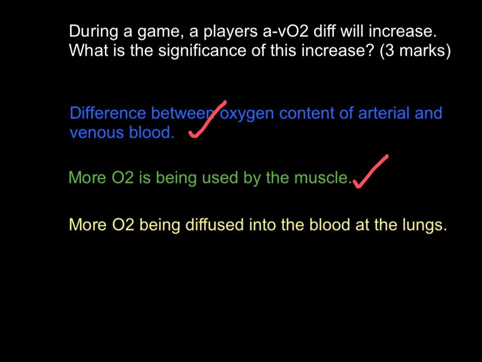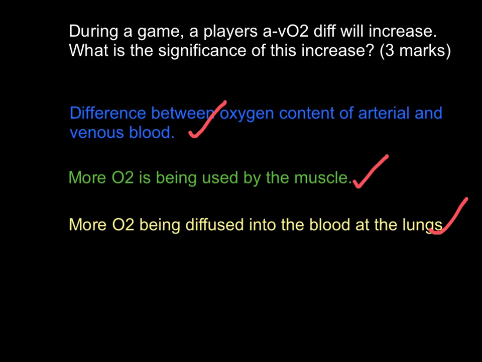Another reason why a-vo2 diff is increasing is what we showed on the diagram. When you're exercising, your arteries are naturally going to be holding more oxygenated blood, because when you start exercising, you're going to be diffusing more oxygen into your blood at the lungs. So why is a-vo2 diff increasing as well? Because the arteries are naturally going to be holding more oxygen, and therefore the vein will naturally be holding less because the muscle's using it more. So again, that's another reason why a-vo2 diff is going to increase.